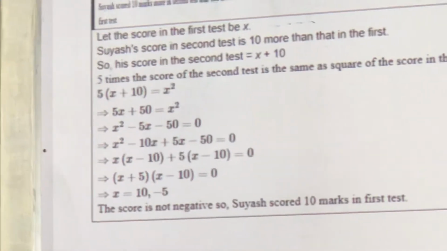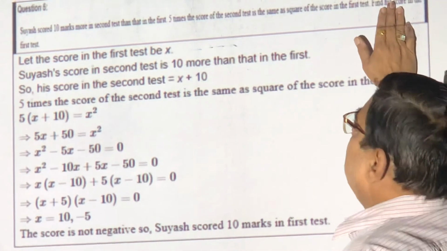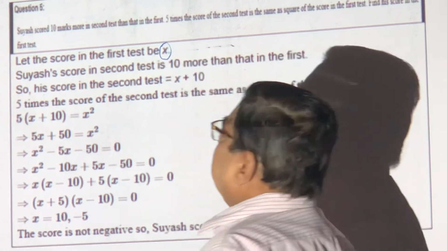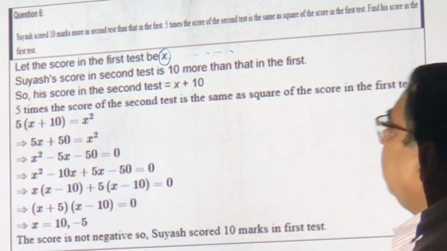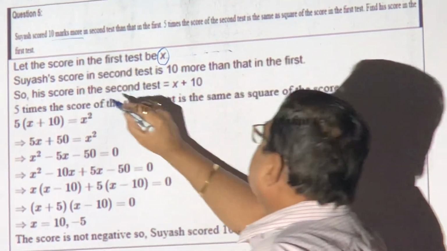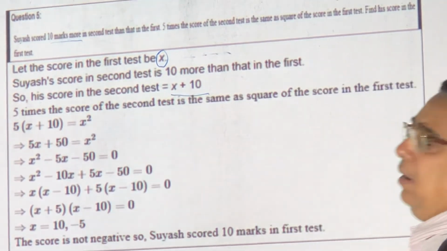Suyash scored 10 marks more in the second test than the first. 5 times the score of the second test is the same as the square of the score in the first test. Find the score. Don't worry. First, find the score in the first test, x. Always what is asked is x, my friends. Second is 10 more, so plus 10. More means add.